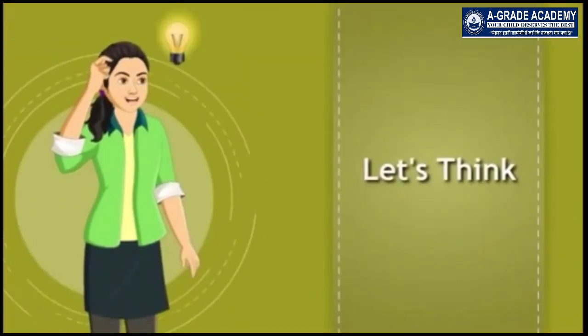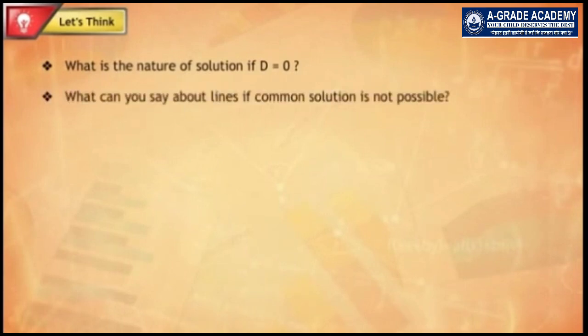Let's think. What is the nature of solution if D is equal to 0? What can you say about lines if common solution is not possible?